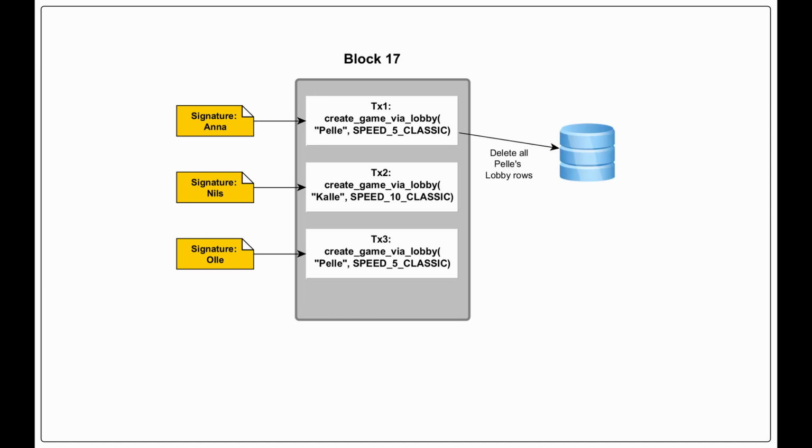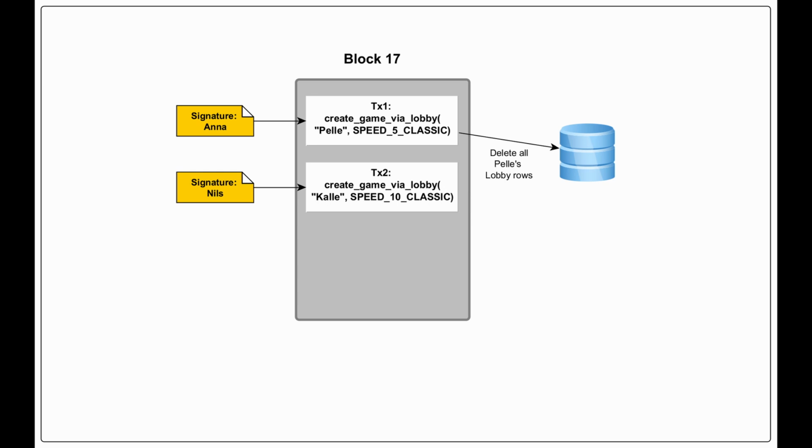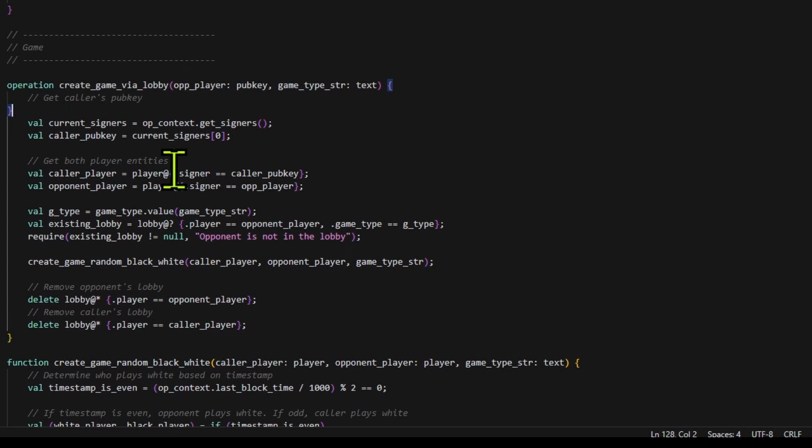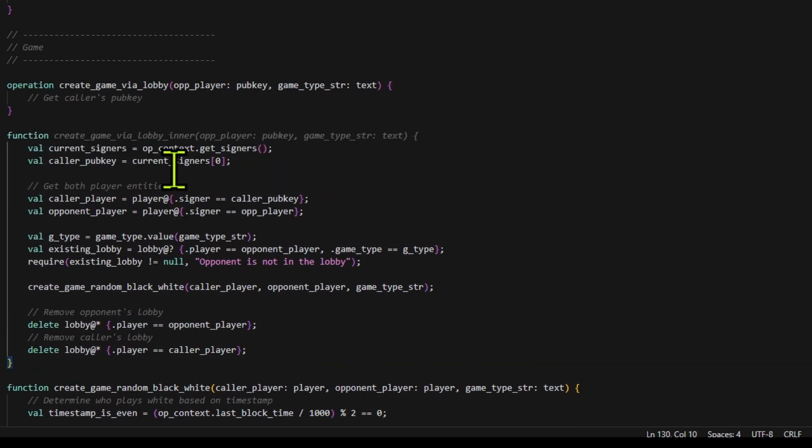First, Anna's transaction executes. It creates a game between Pelle and Anna, and in the end it will remove Pelle completely from the lobby. When it's my turn, the transaction will fail since it cannot find Pelle in the lobby. My transaction will be removed from the block. In Chromia, transactions are atomic, meaning that they are either all in or all out. It also means that nothing else can influence the transaction while it's running. Transactions run in sequence, not in parallel.